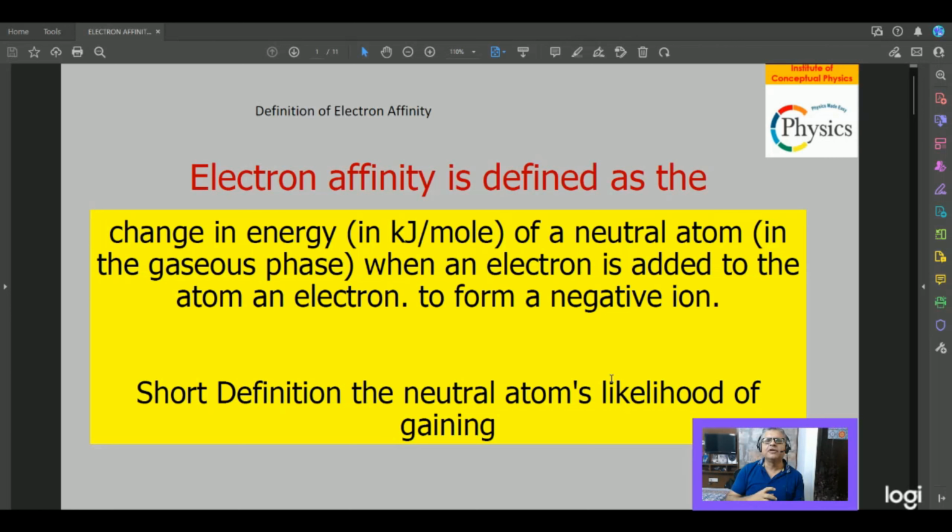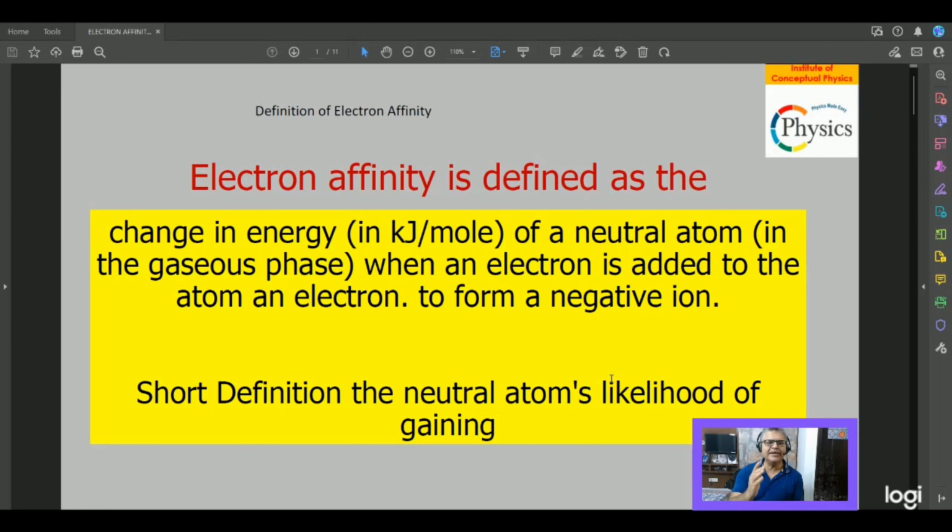A lot of people remember the definition which I've written below as the short definition, which is the likelihood of gaining an electron. Now that likelihood sounds more like a layman way of explaining the definition of electron affinity, that yes, you want to gain an electron. It is a tendency. There is a likelihood, but in reality, the strict definition has to do with energy. It has nothing to do with the likelihood. That's a very non-scientific way of explaining. It is correct, but it's not scientific.